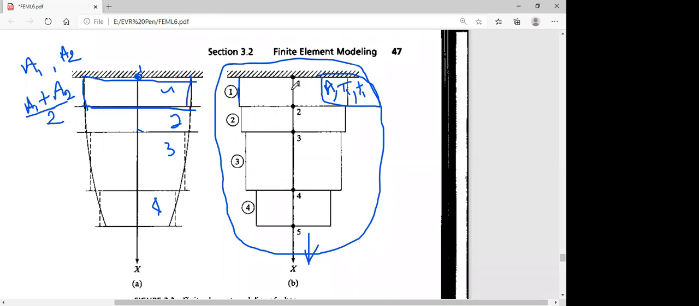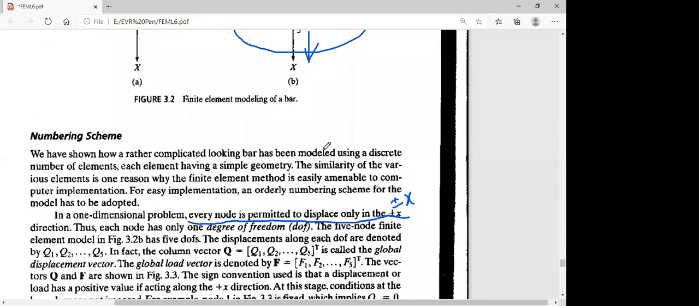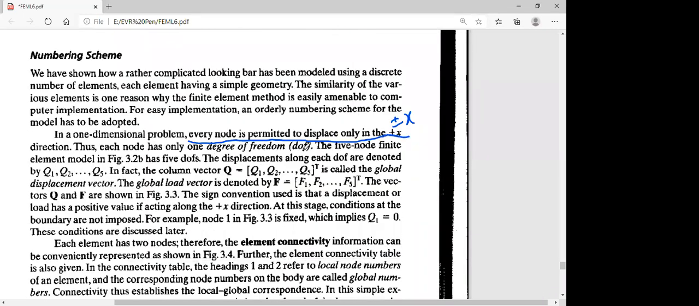Here node 1 has 1 degree of freedom, 2 has 1 degree of freedom, 3 has 1 degree of freedom, and 5 has 1 degree of freedom. So in total, in this finite element model, the system has 5 degrees of freedom. The 5 node finite element model in figure 3.1 has 5 degrees of freedom.